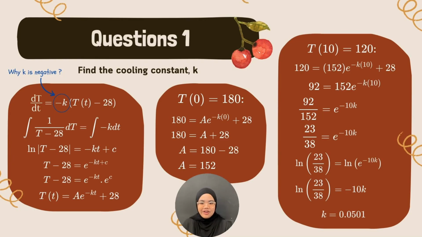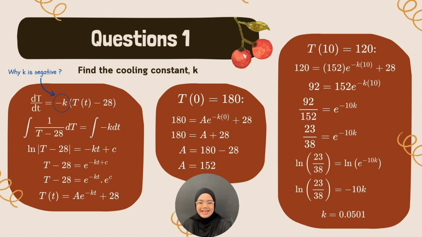Next, to get the value of A, we need to apply the initial condition at t equal to 0 for time and T equal to 180 degrees Celsius for temperature. So, we get A equal to 152. Now, our equation becomes T equal to 152 e^(negative Kt) plus 28.